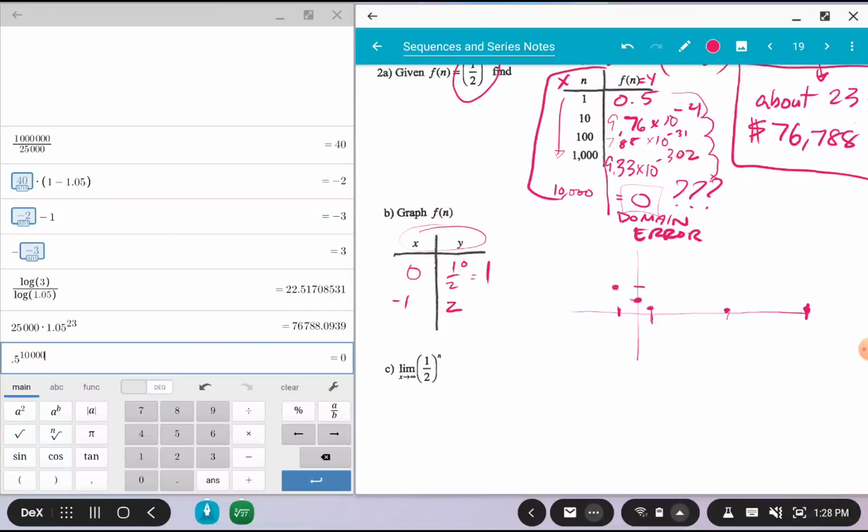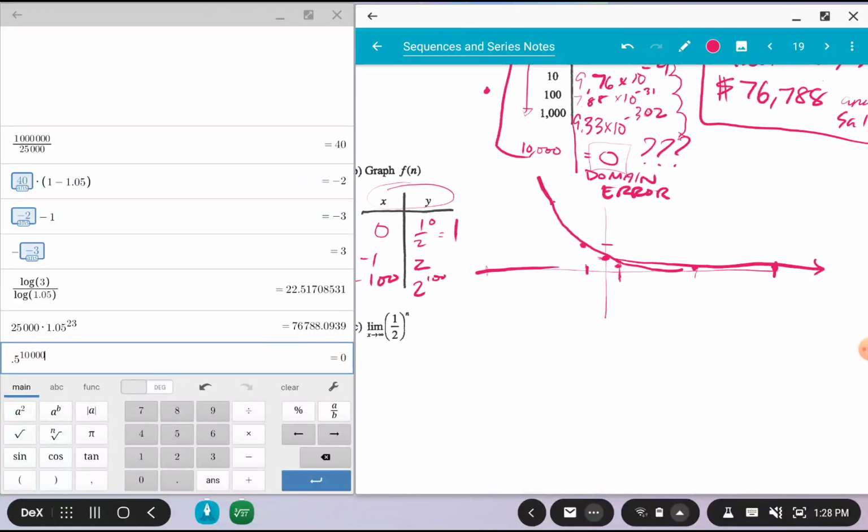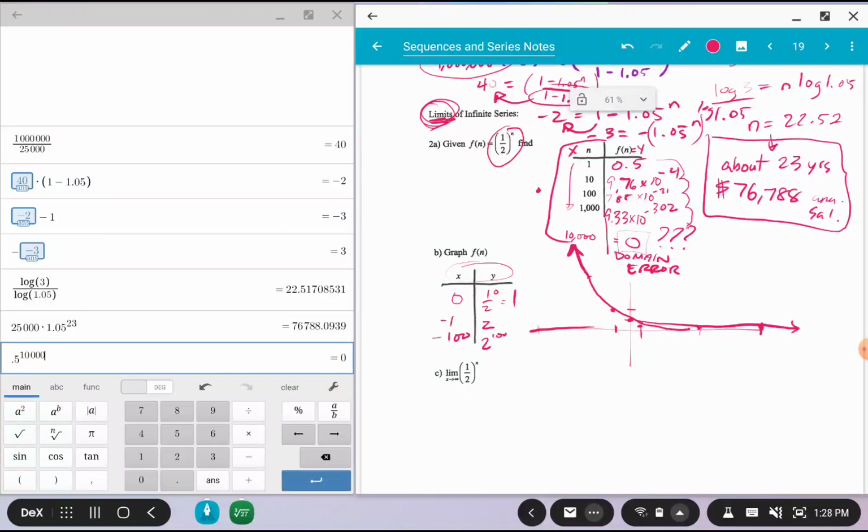As we go a bit more, let's just do negative 100. Let's go way over on this side, negative 100. Then we're taking the reciprocal, so you're really saying 2 to the 100th power. Oh my gosh, that's a really large number, right? So negative 100 is going to take us way, way up here. So what you see is you create a graph that is an exponential decay, like this. We know it's decay because the base is half; that rate is smaller than 1.